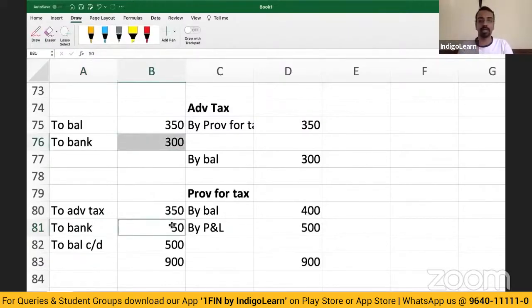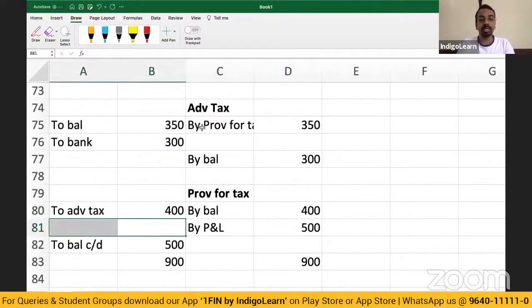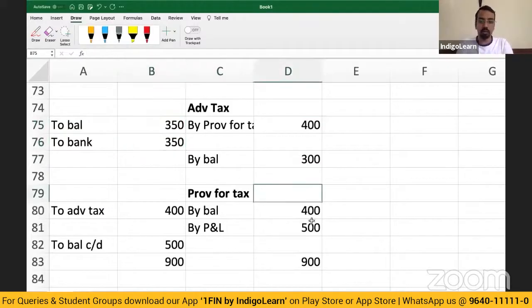This is one way of looking at it. But if you are getting confused because you are handling multiple entries, what you can assume is that whatever was the balance for provision for tax, the entire amount has been settled using the advance tax account. So you can have 400 here. Once you have that 400 here, this 50 is not needed. From advance tax account by provision for tax, 400 gets transferred here, and to bank you will have 350. So 400 plus 300, 700, 350 plus 350, 700. 400 plus 500, 900, 400 plus 500, 900. The total taxes paid is 350.